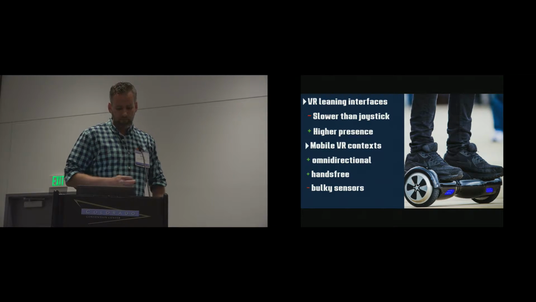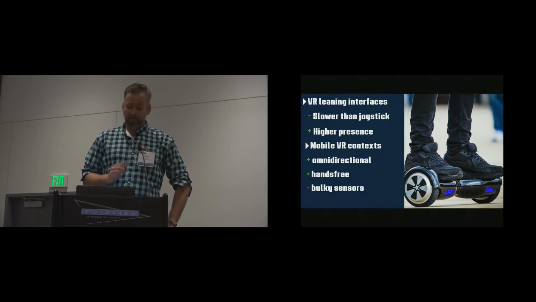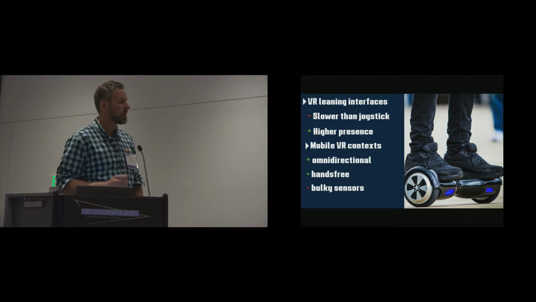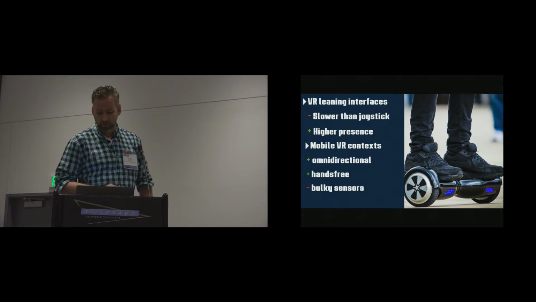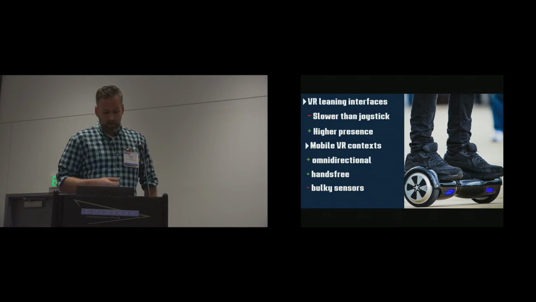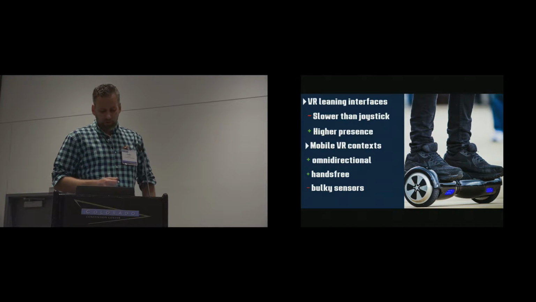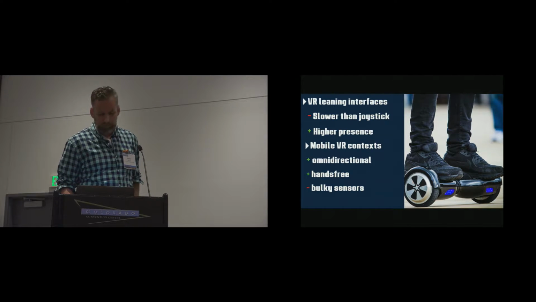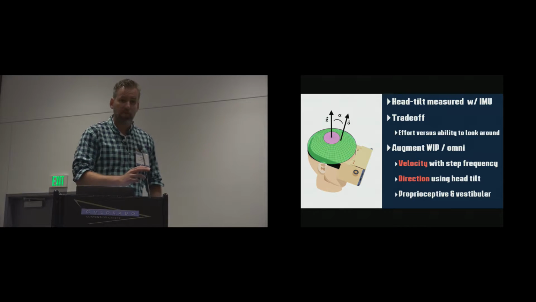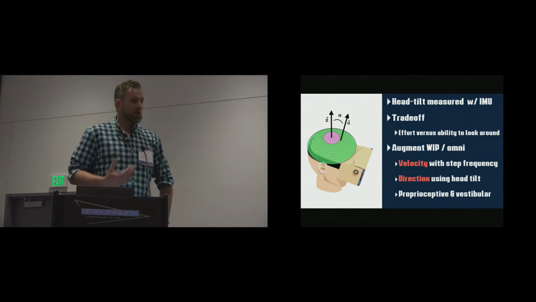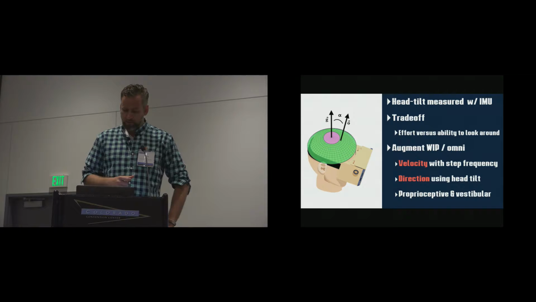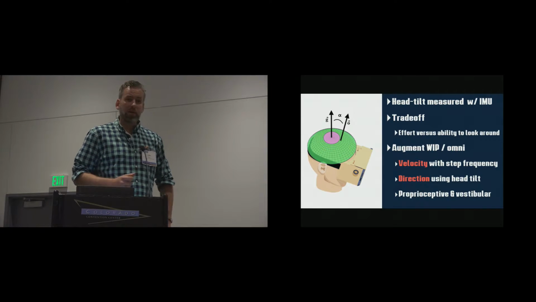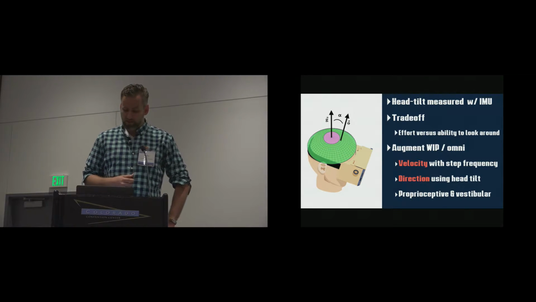So for the mobile VR context, leaning interfaces have promise and potential because they're hands-free and they offer omnidirectional navigation, but they're fairly difficult to implement as they rely on bulky sensors, because we're trying to measure whole body tilt. So in this note, we're taking a simpler approach. We're trying to measure just using head tilt, because it can be easily measured using the smartphone's inertial sensors.